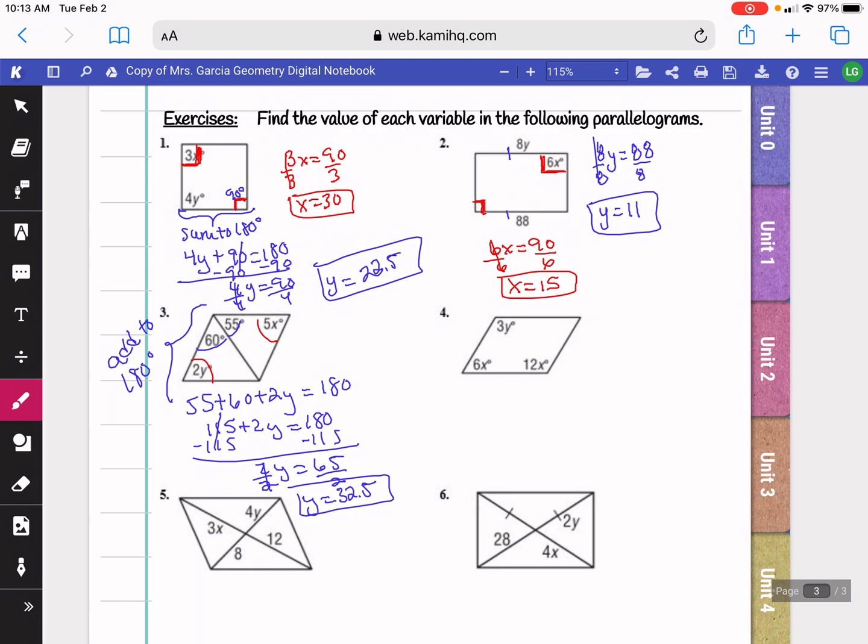Now that I know y, I can actually use that to find x. So I'm going to plug this in here. So this is 2y. 2 times 32.5 is 65 degrees. So I know this angle here is 65 degrees. And then these two angles are congruent. So now I know 5x is going to equal 65 degrees. So now I have an equation I can write for x. And if I solve that for x, I get 13.